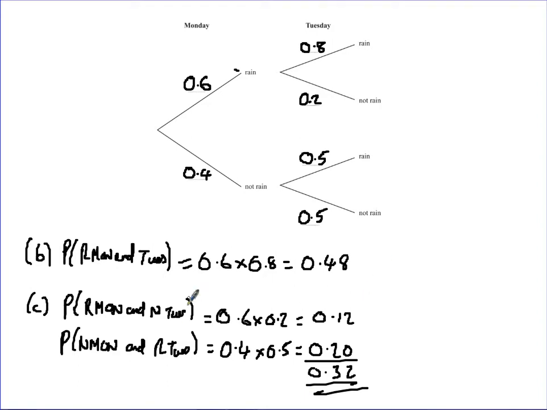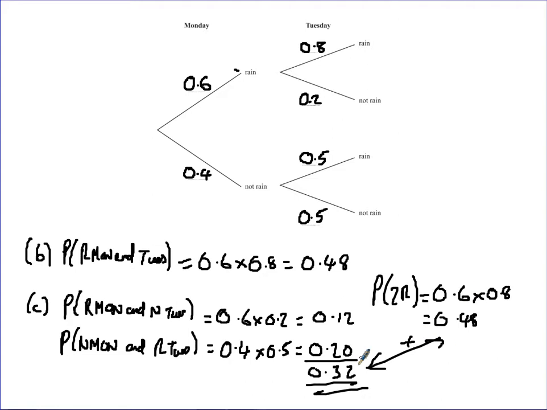Now that's saying it rains once. You also have to remember that it says at least one of the 2 days, so you can have it raining on both as well. So the probability of 2 rains is 0.6 times 0.8, which we've actually done above, 0.48. Then we add these two together, and we get our answer of 0.80, or just 0.8 probability of at least one. The catch with putting at least in there is that you've got to look at the probability of it raining on both days as well.